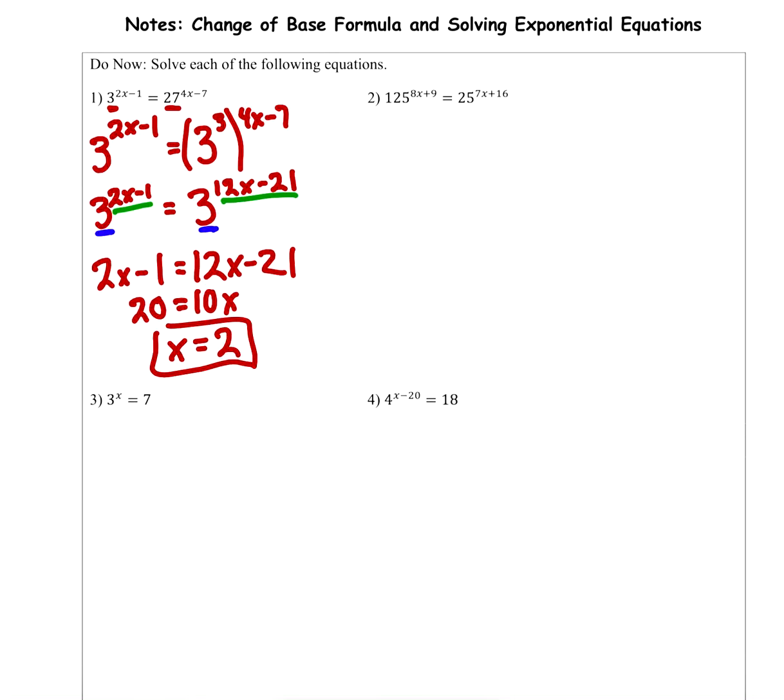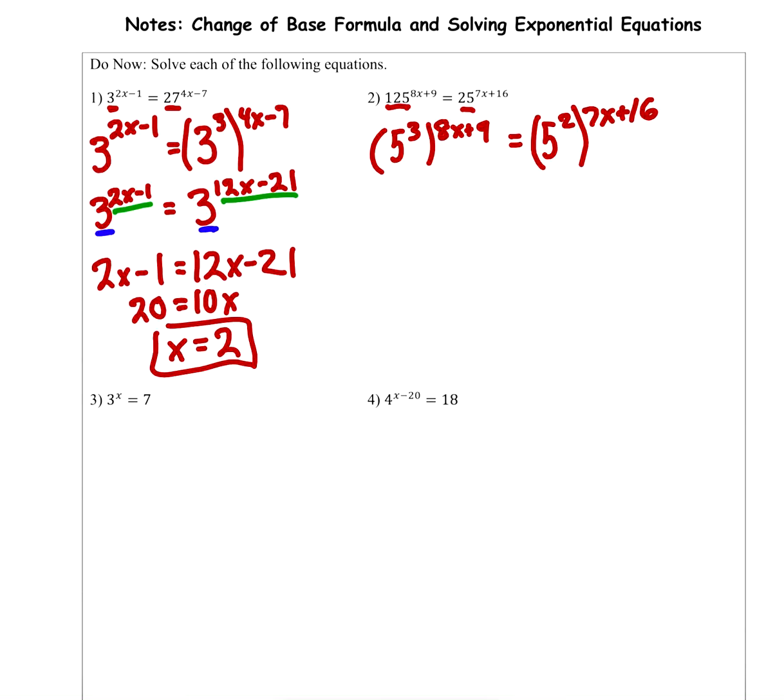And number 2, the left and the right both have different bases, 125 and 25. We want to see if we can get them to be the same base. How can I get 125 and 25 at the same base? Think 5. So 125 would be 5 to the third, to the 8x plus 9. And 25 would be 5 squared, to 7x plus 16. We have a power to a power, so now we will multiply the exponents.